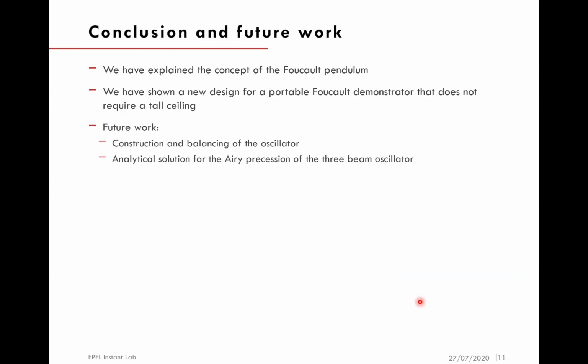In this presentation, we've described the Foucault pendulum and its parasitic effects. We have shown a new oscillator, which is a transportable version and does not require a tall ceiling, and whose stiffness can be lowered to have a frequency comparable to a 7-meter pendulum. Future work includes fabrication and adjusting of the isotropy defect, as well as the analytical solution for the airy precession.